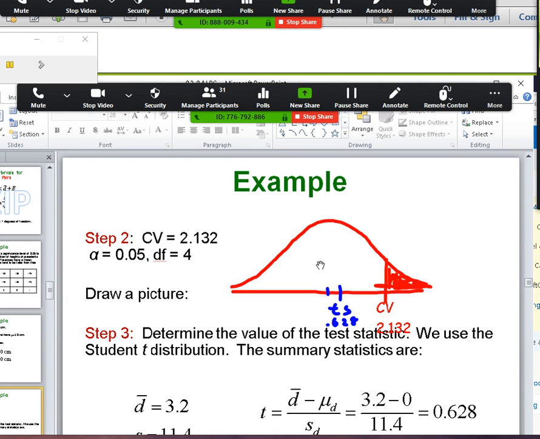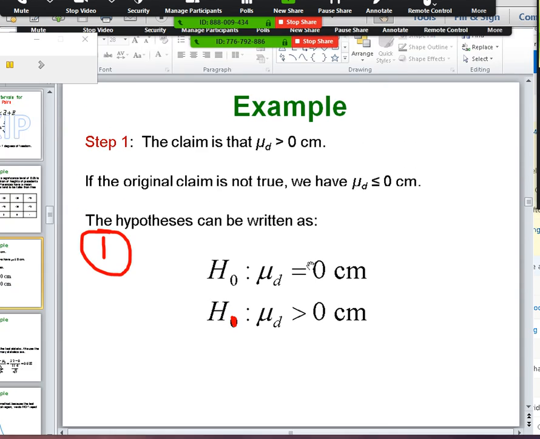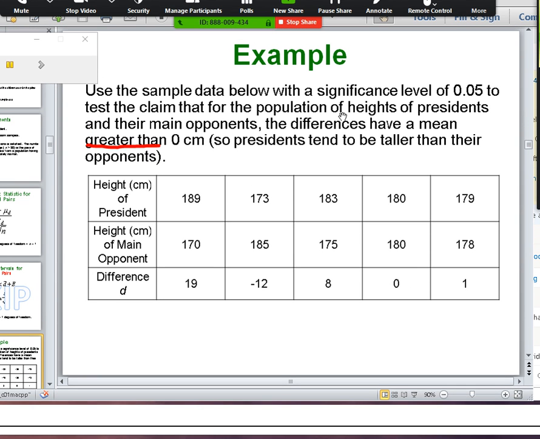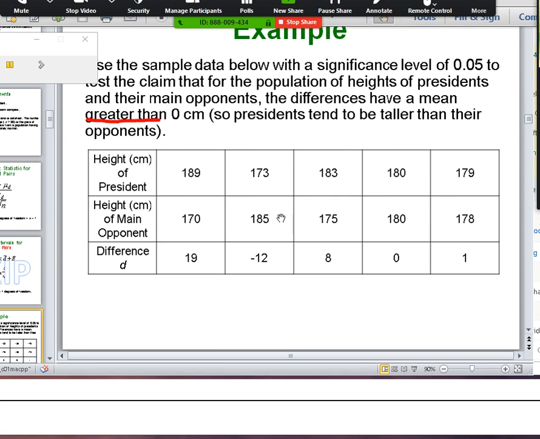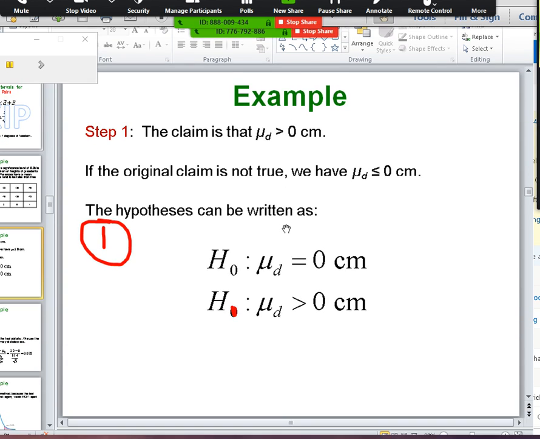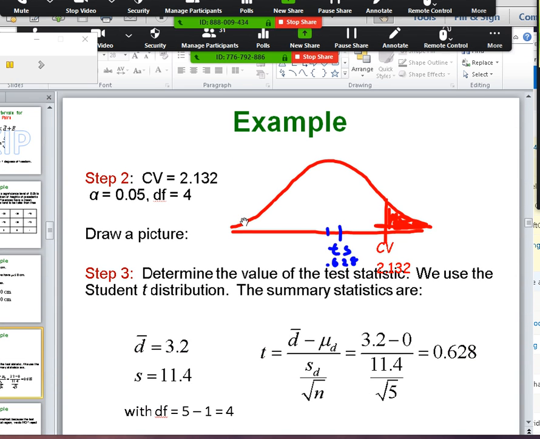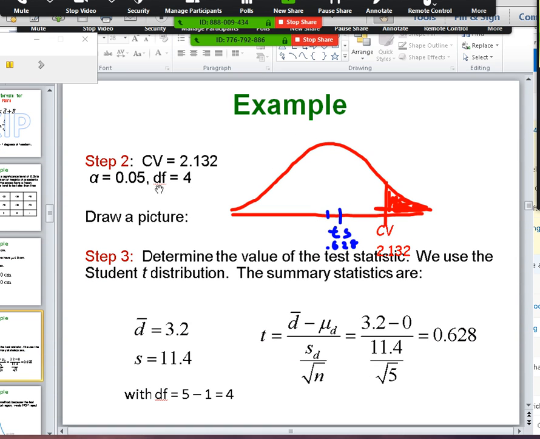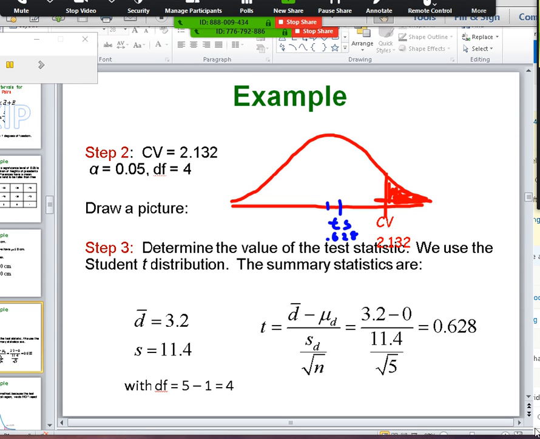Right? So we know this is greater than because we literally said the differences will be greater than. So the population of the president is greater than their opponent. So greater than means it's going to be right-tailed, which means it's going to be one-tailed. So if we go down here: right-tailed, one-tailed, alpha is 0.05, degrees of freedom 4. And it's a mean, right? My data is numbers, so these are means.